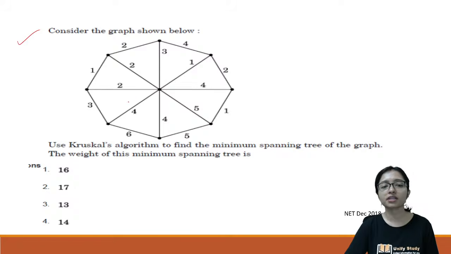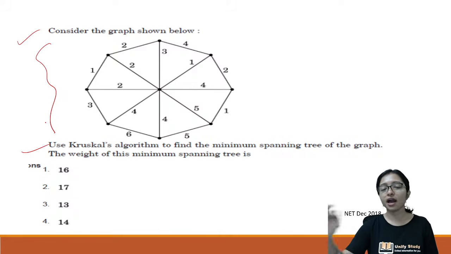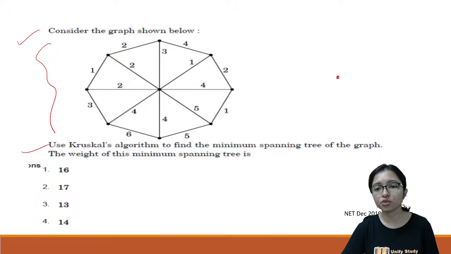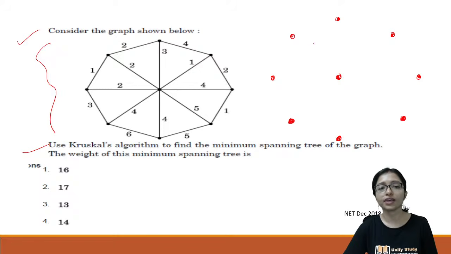So the good trick is to do the Kruskal. Whenever this type of big graph is given here, what you will do: draw the vertices first, and then one by one take the edges. Then it will be easy for you. Draw all the vertices first, then one by one add the edges. That will be easy and quick. This is the way you can do it.